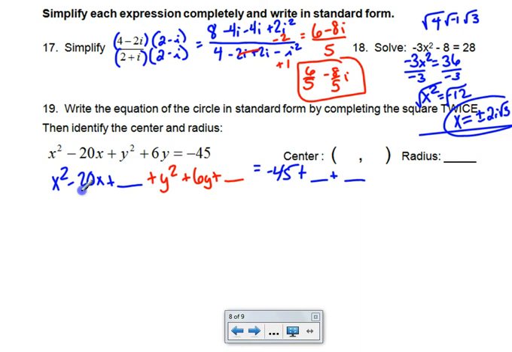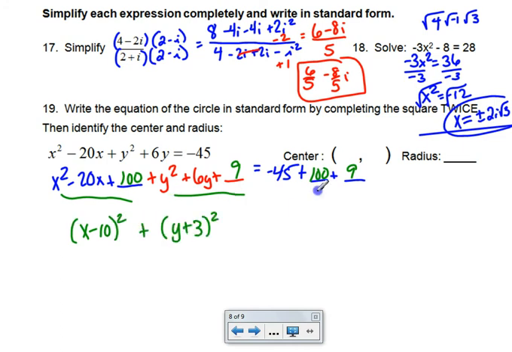So half of your b term, negative 10 squared, is 100. And then half of this, 3 squared, is 9. So when I factor this and I factor this, I end up with x minus 10 squared and y plus 3 squared. Oh, 55, 64. And these always should come out nice. I've pre-selected these problems to come out beautifully. So the center is at, remember, the opposite of what's in the parentheses, so positive 10, negative 3, and the radius is the square root of that number, so the radius is 8.